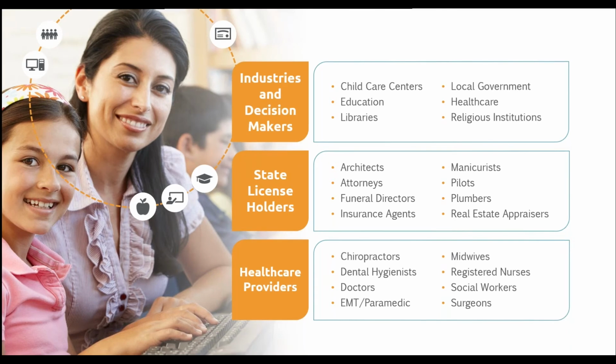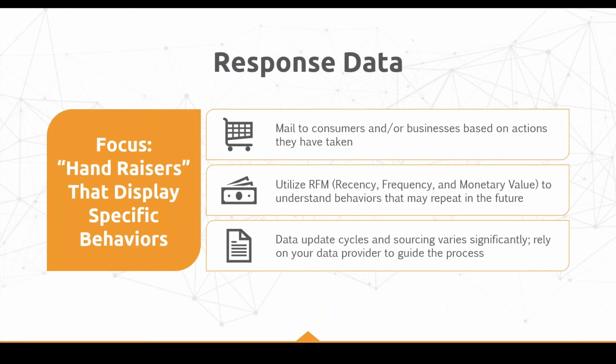All right, so the last type of third-party data that we're going to cover is response data. So this was that very last circle that we had up on that graph, and this is going to be your most focused list. Again, your universes are going to be a bit smaller, but as Jeanette mentioned, these are going to be your hand raisers. So they've displayed specific behaviors of actions that they have taken. So again, similar to the specialty data, it can be a hybrid because we could be looking at consumers or we could be looking at businesses.